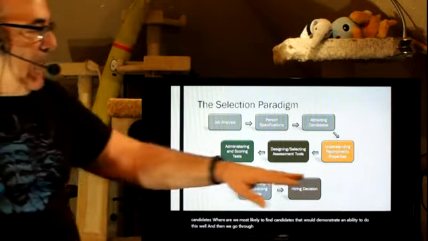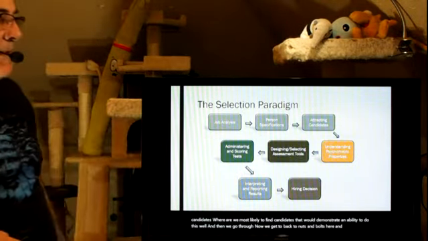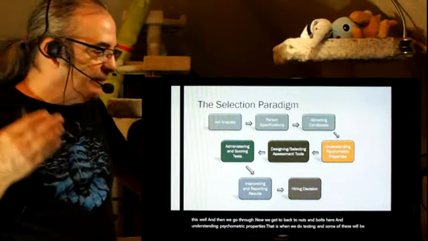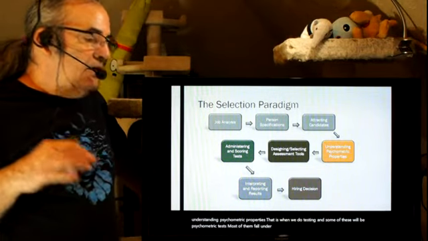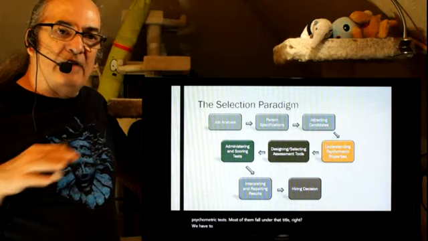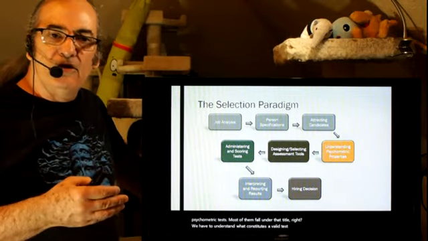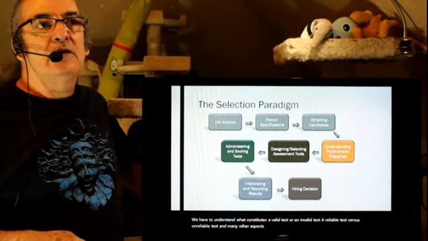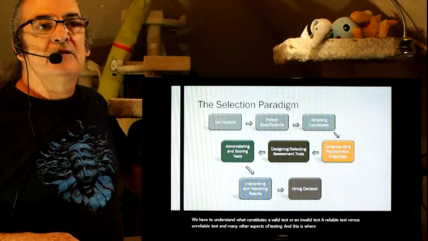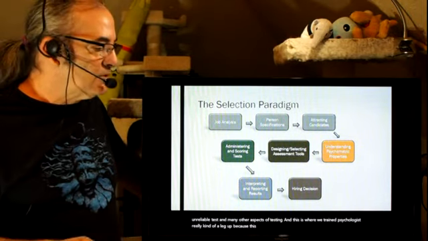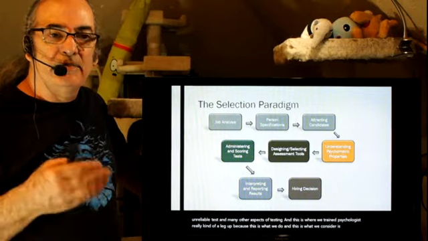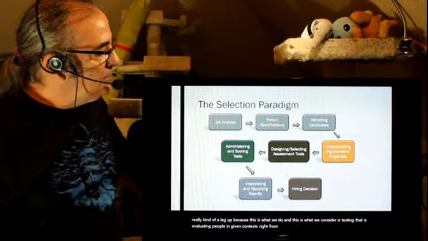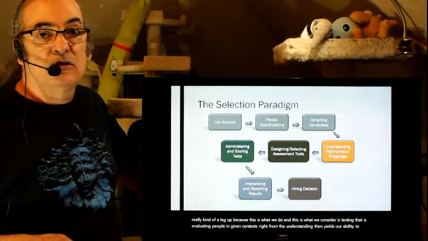And then we go through. Now, we get back to nuts and bolts here in understanding psychometric properties. That is, when we do testing, and some of these will be psychometric tests, most of them fall under that title, right? We have to understand what constitutes a valid test or an invalid test, a reliable test versus an unreliable test, and many other aspects of testing. And this is where we trained psychologists have a leg up, because this is what we do and this is what we consider testing. That is, evaluating people in given contexts, right? This understanding then yields our ability to design or select good assessment tools, right?